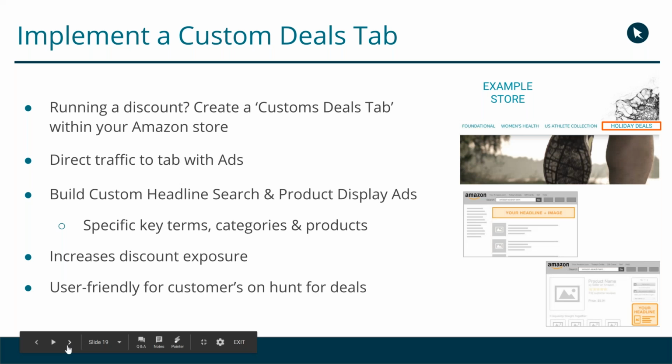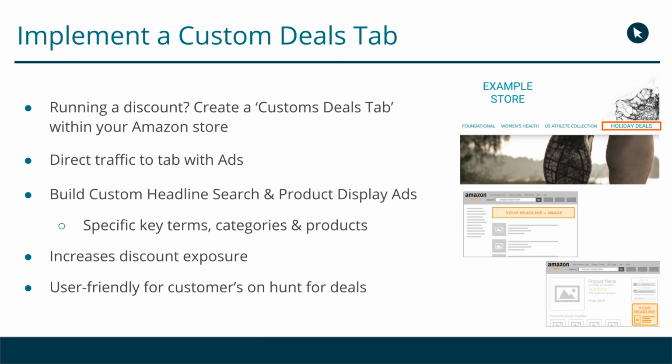If you're going to be running any discounts, you can also consider creating a custom deals tab within your Amazon store. And you'll want to create this ahead of time just to make sure that it gets approved. I know that with wording, sometimes it can be a little tricky. So with that, you'd be able to make a custom headline search ad, which is now referred to as sponsored brands, which can lead to that deals tab.